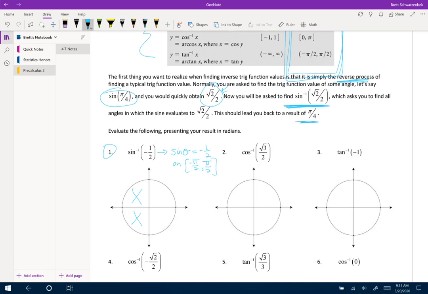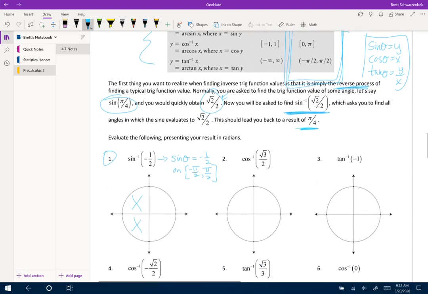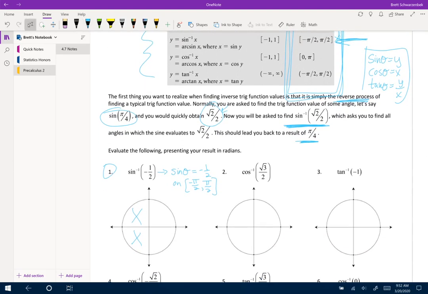Okay, so how do we find that? Well, we know that the sine of theta is always the y coordinate. Just as a review, remember that the sine of theta is always y, the cosine of theta is always x, and the tangent of theta is always y over x in the unit circle. So we'll leave that there. Okay, so we're looking for when the y coordinate is basically -1/2.